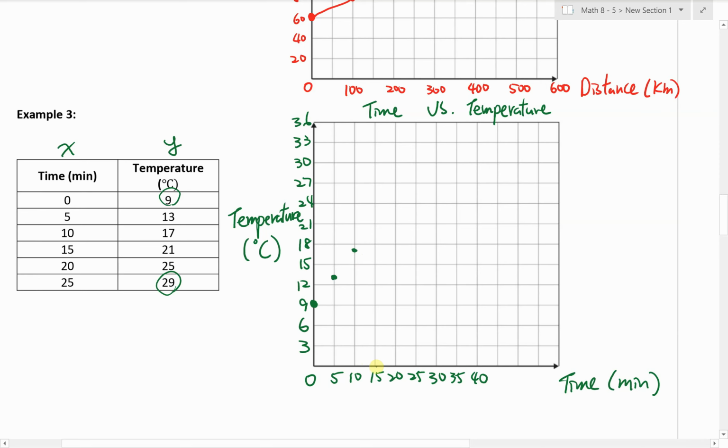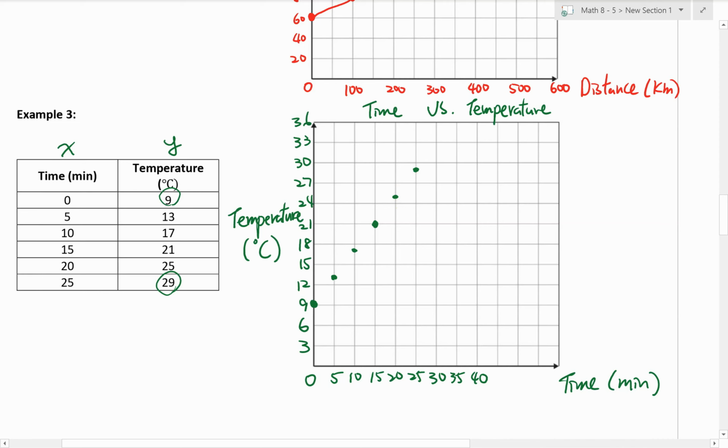15, 21, so here's 15, here's 21 for the y value, it's exactly at the intersection right there. 20 and 25, so here's 24, so it'll be 1/3 way, because it's broken into 3 parts, right? 24, 25, 26, 27, right? 25, 29, so that'll be 2/3 way right here. Okay, so here are my points.